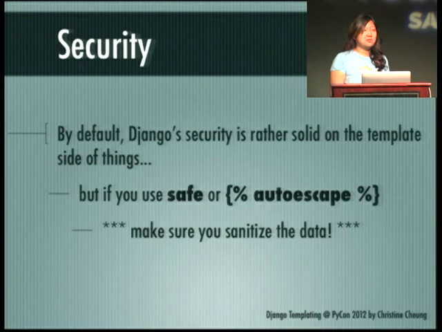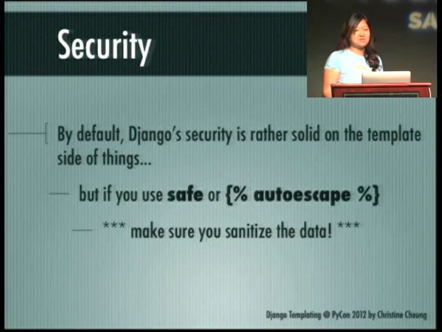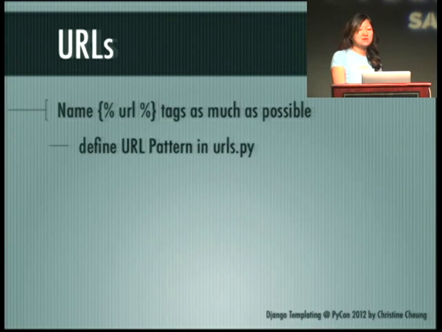Sometimes people have data, scripts or HTML or something you want to run from the backend that's trusted, and you use a safe tag. But sometimes people don't, and then if you have a safe filter running, someone can put malicious JavaScript, and now your website's pwned. When writing URLs, name your URL tags as much as possible.